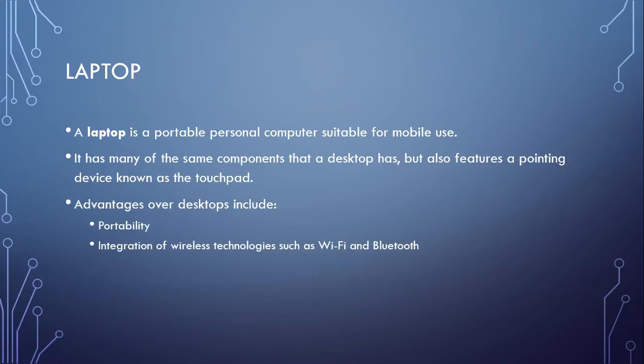Now, the biggest advantages over desktops are obviously portability, because you can unplug a laptop, you can move around with it, you're not tethered to one location. You also have integration of wireless technologies such as Wi-Fi and Bluetooth. That stuff pretty much comes standard on a laptop or even a tablet or smartphone, whereas on a desktop, it's not always standard. Newer desktops these days will have a wireless card as well as a LAN card built into them, but you don't always necessarily see that.